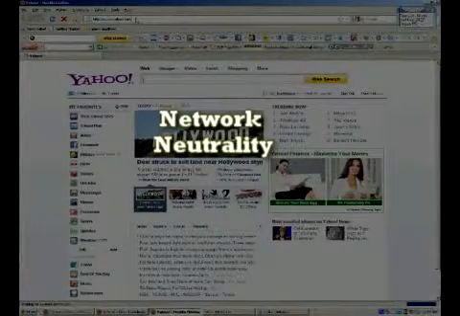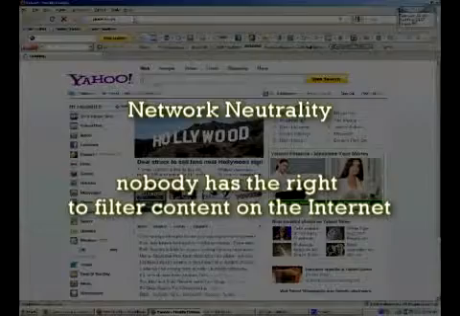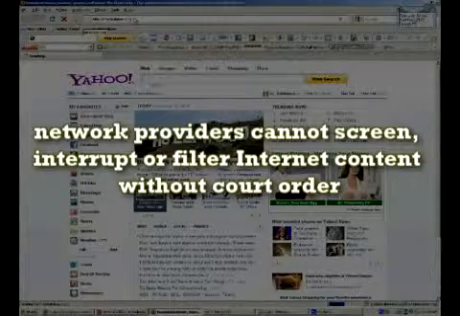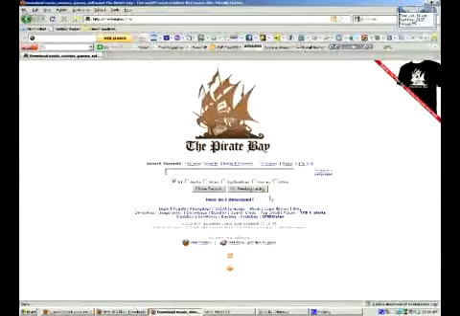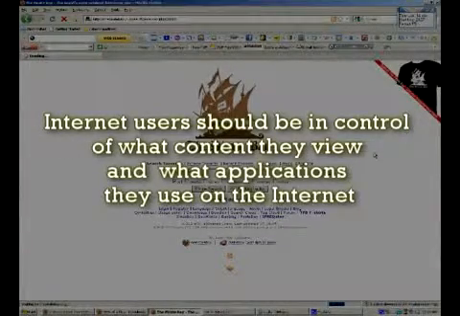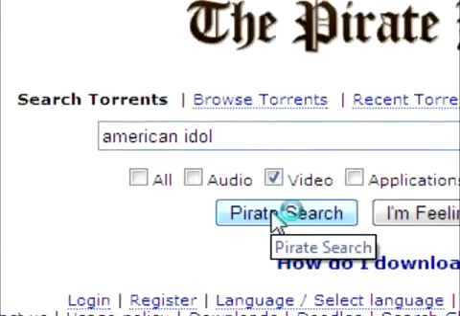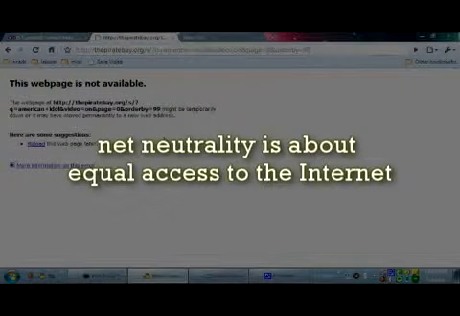Network neutrality. Net neutrality means that nobody has the right to filter content on the Internet. Supporters of network neutrality want to ensure that network providers cannot screen, interrupt, or filter Internet content without court order. From another point of view, network neutrality is the principle that Internet users should be in control of what content they view and what applications they use on the Internet. The Internet has operated according to this neutrality principle since its earliest days. Fundamentally, net neutrality is about equal access to the Internet.